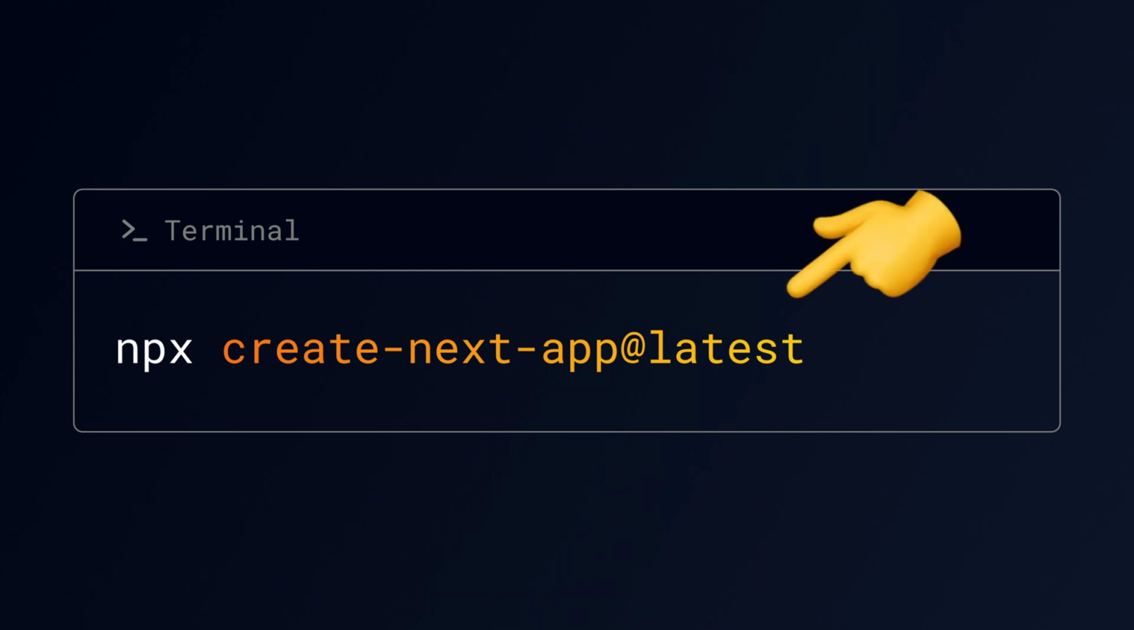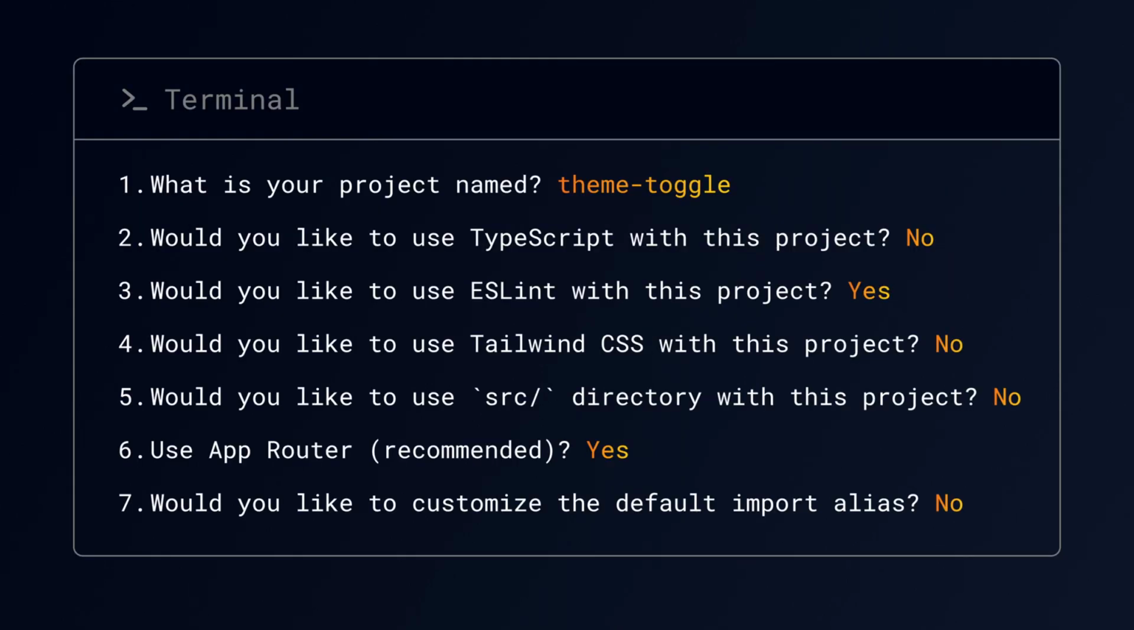The @latest part makes sure that we are using the latest version of Next.js. This will pop up several prompts and you can see my selection right now. You can name the project whatever you want. I just named it theme-toggle. The only two important things for this tutorial are to select no for Tailwind CSS, since we'll be using Sass for styling, and yes for App Router, since that's what I'll be using, and Next.js officially recommends it.